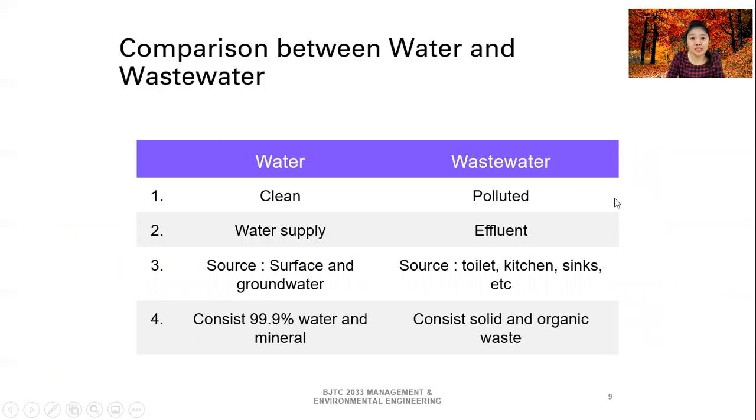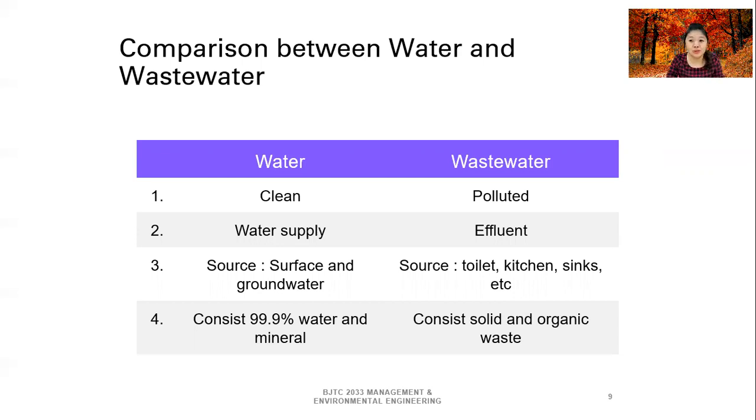Okay, so this is the comparison between water and wastewater. Water is clean, wastewater is polluted. Water comes from the water supply, so from your tap. But wastewater is effluent, which is going out, that you don't want, that you throw away.